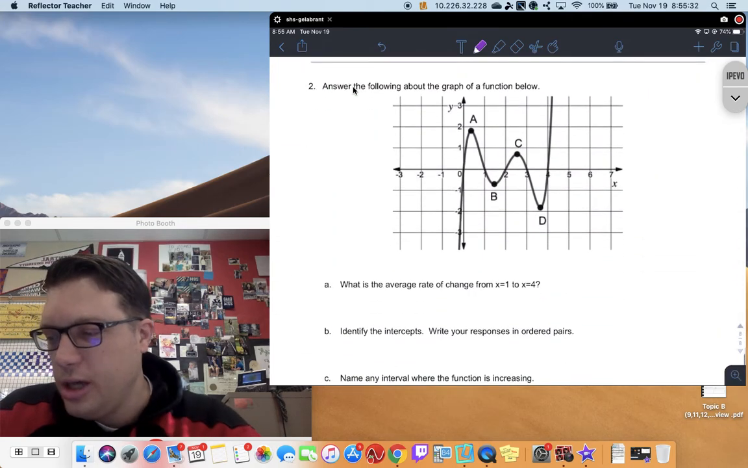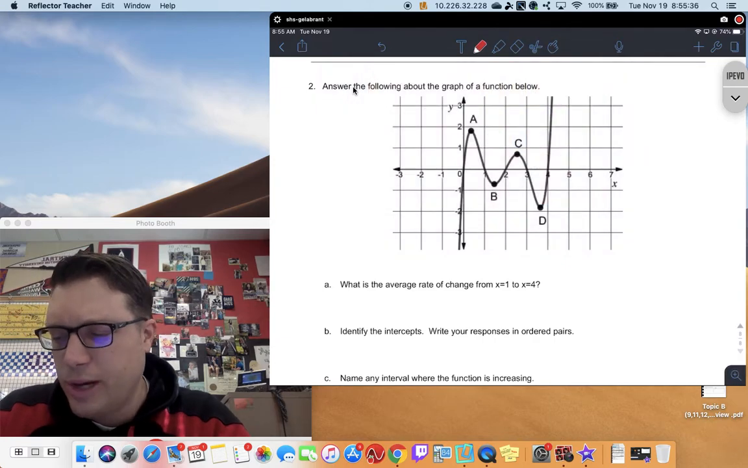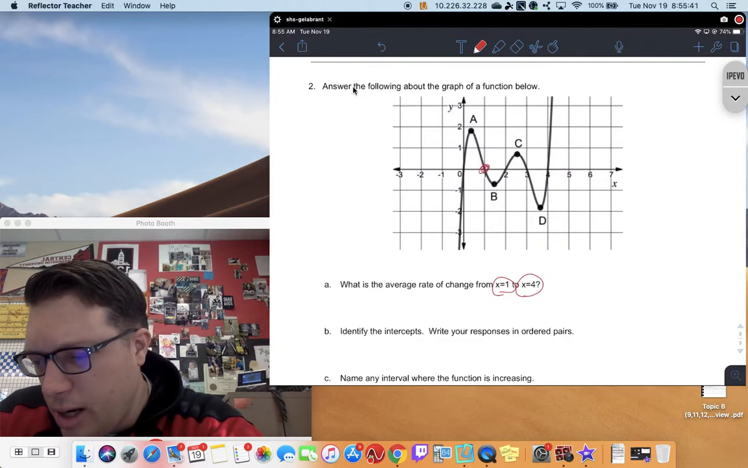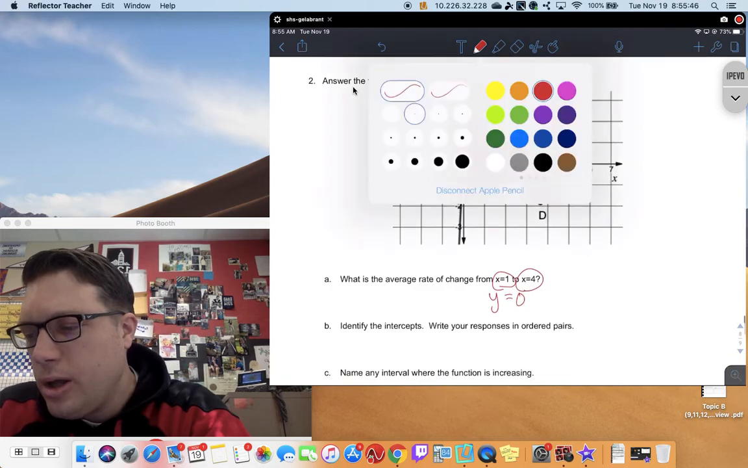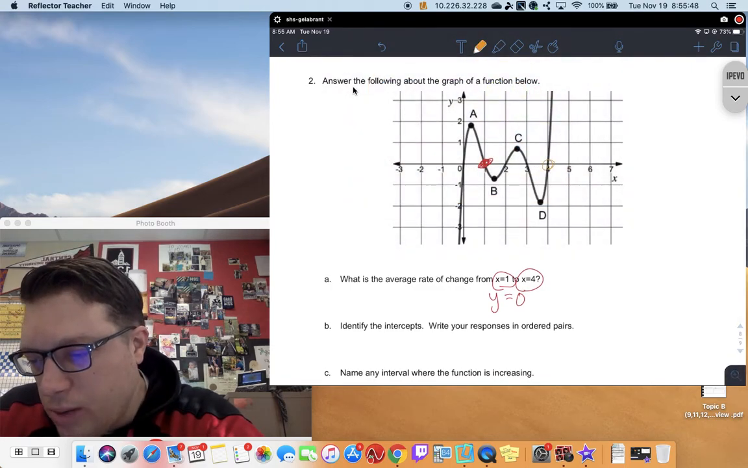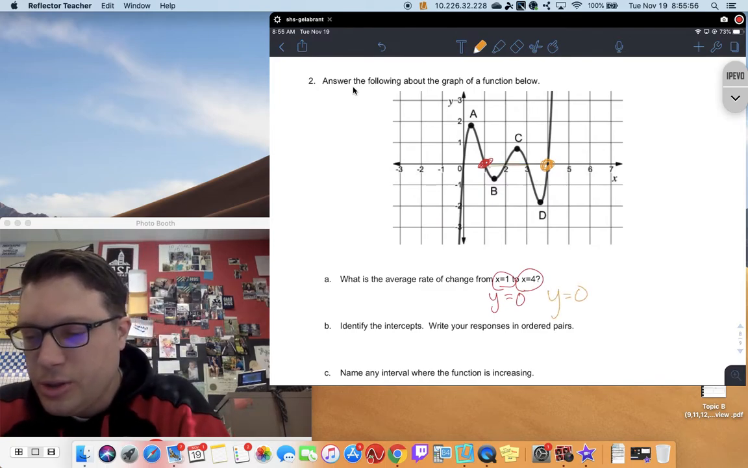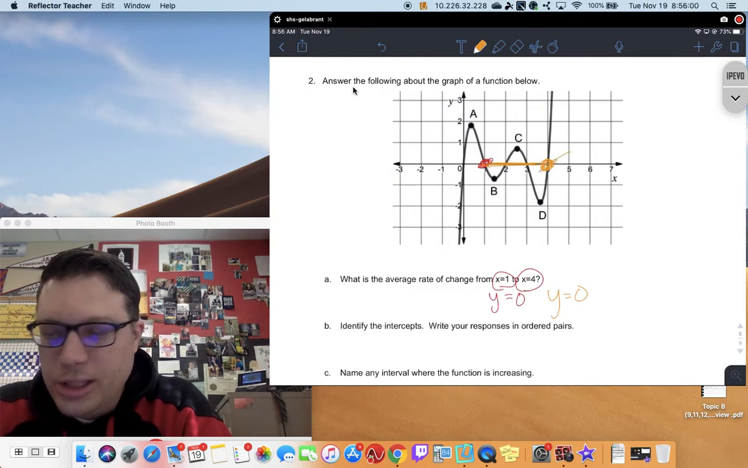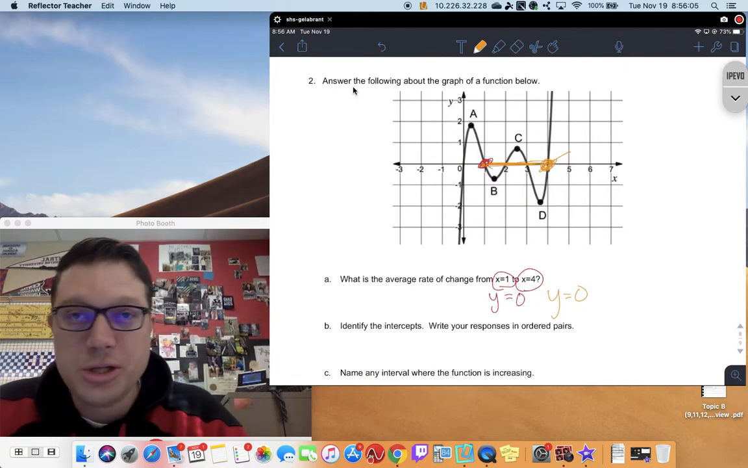On the next page, answer the following questions about the graph. This one we haven't really talked about very much. It's talking about average rate of change from x equals 1 to x equals 4. X equals 1 is right there, and when x equals 1, y equals 0. X equals 4 is right there, and it's still on the x-axis. That also means y equals 0. So to travel from x equals 1 to x equals 4, there really is no up or down. Drawing a slope triangle turns into a flat line.